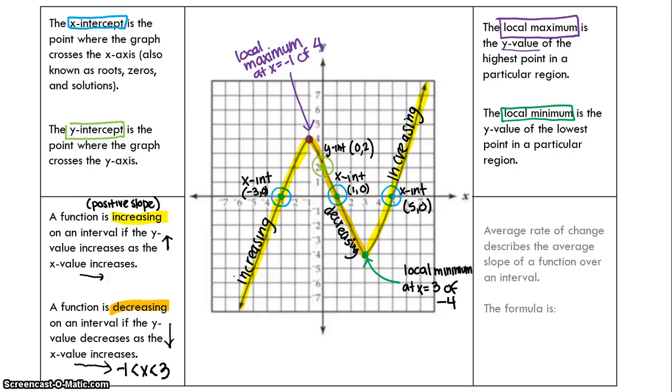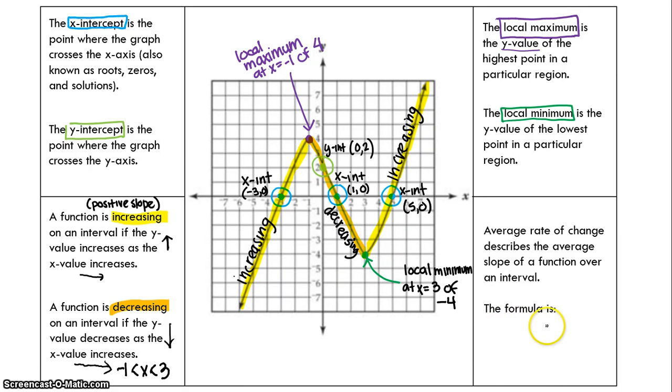For average rate of change, what the average rate of change is it describes the average slope of a function over an interval. So you'll notice, if you look carefully, that even this function is not made up of straight lines. When we're talking about slope, we're talking about just straight lines. When you talk about the slope of a curve, it's going to change over time. So we're talking about just the average value. On average, what is the slope if we measured all the different slopes over an interval?